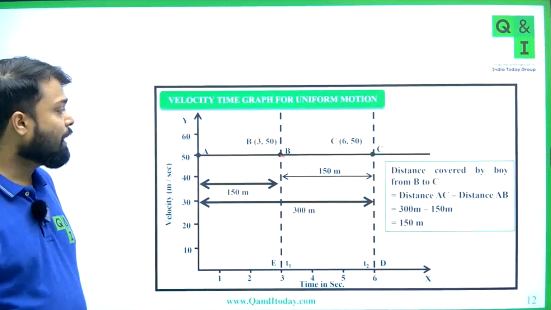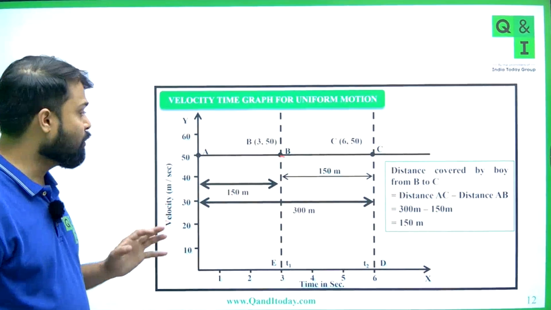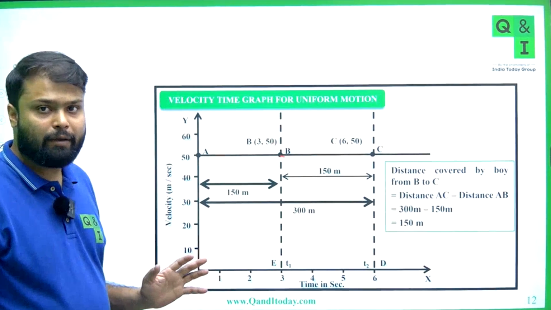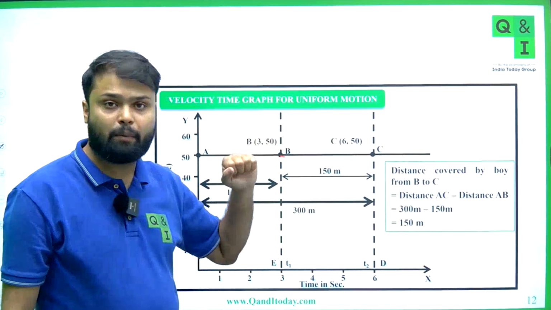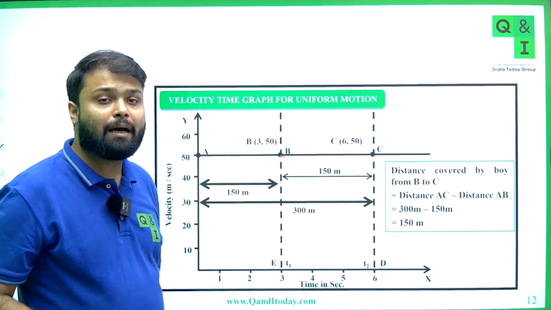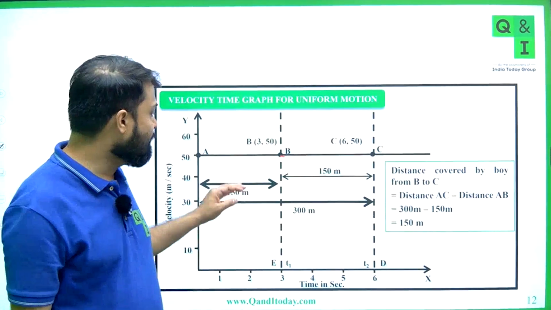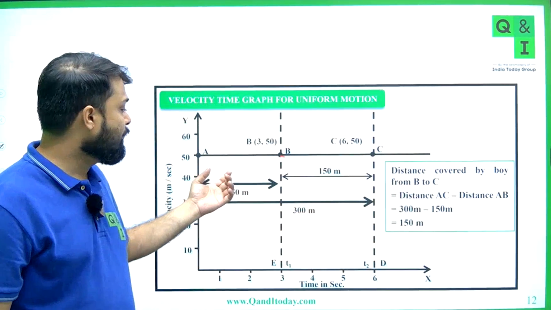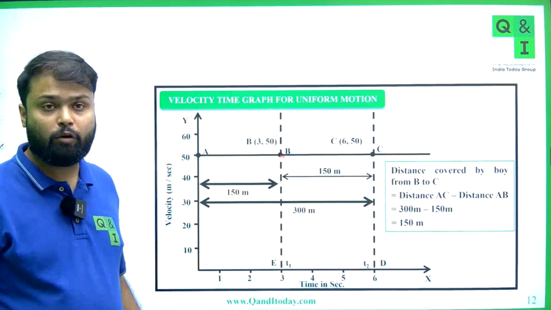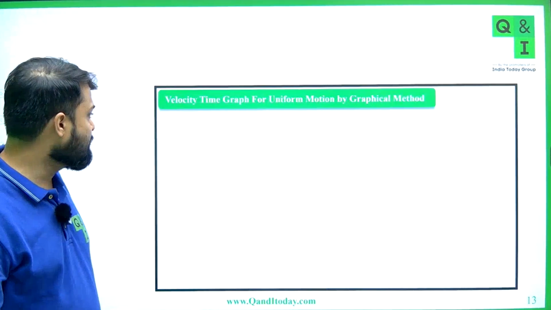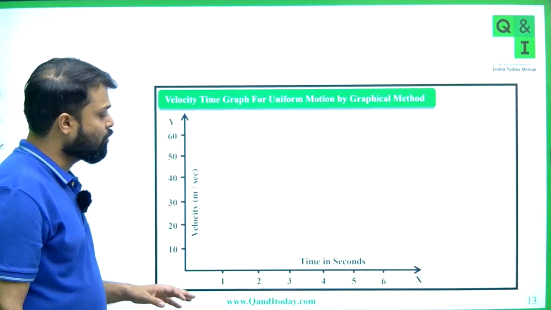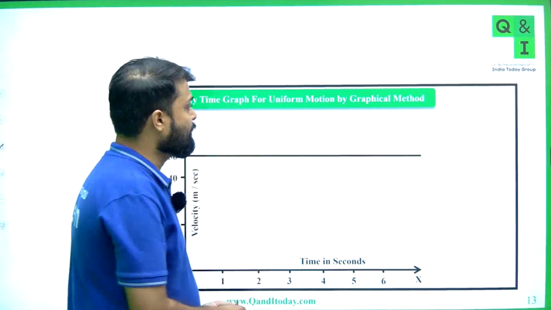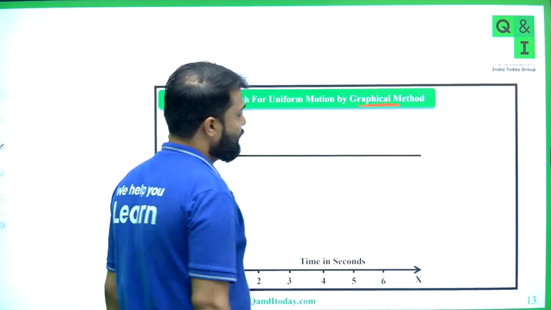Now, can anyone tell me, we know the formula that speed is equal to distance upon time, or distance is equal to speed into time. From this formula we get the distance covered by the body. Can anyone tell me another method, without using the formula speed equals distance upon time, by which we can calculate the distance covered by the body directly from the graph? Everyone see here the given velocity-time graph for uniform motion. Now we will find the distance by the graphical method.